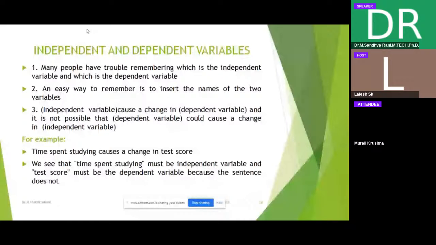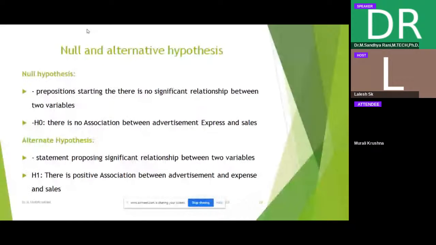Whenever we are writing a hypothesis, we have a null hypothesis and an alternate hypothesis. What is a null hypothesis? It is a proposition stating that there is no significant relationship between two variables.